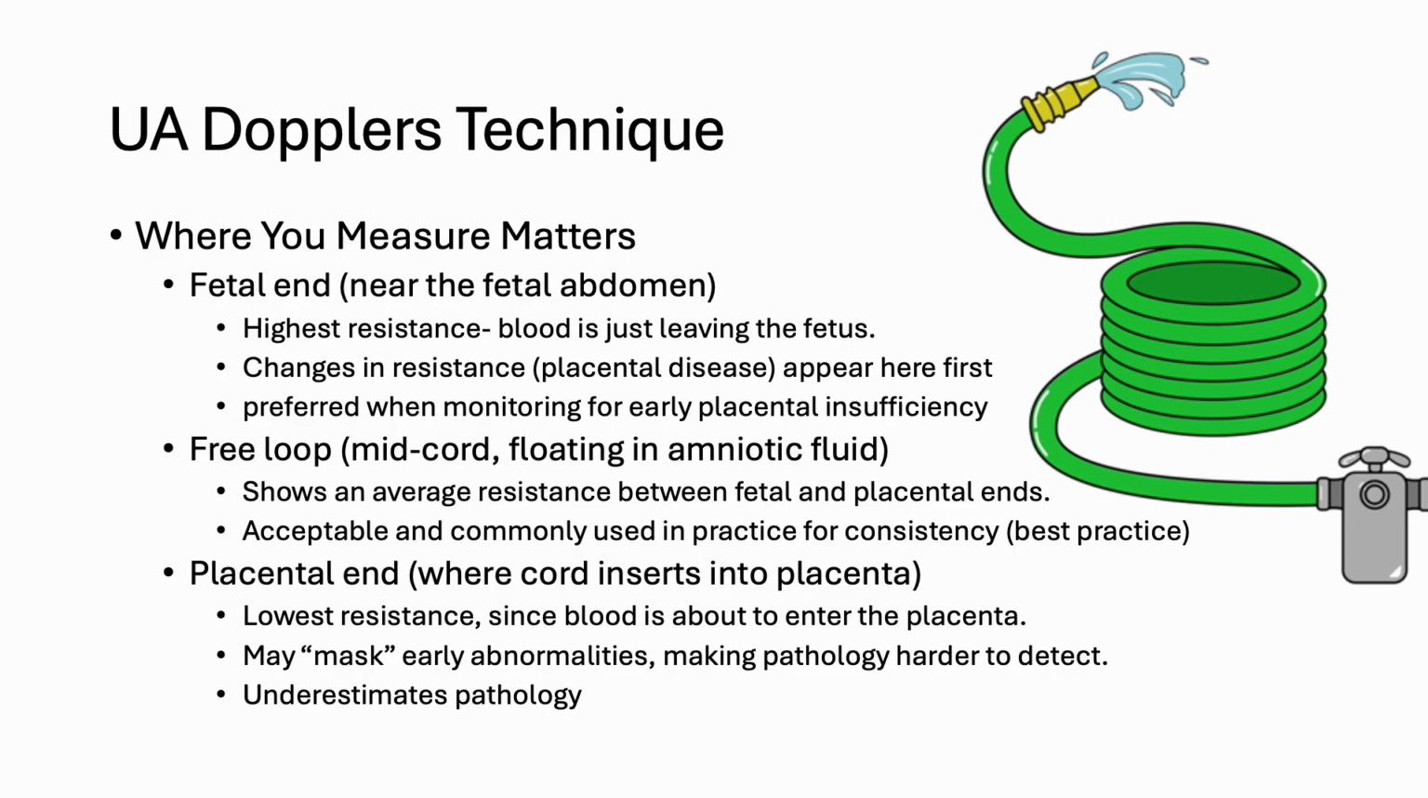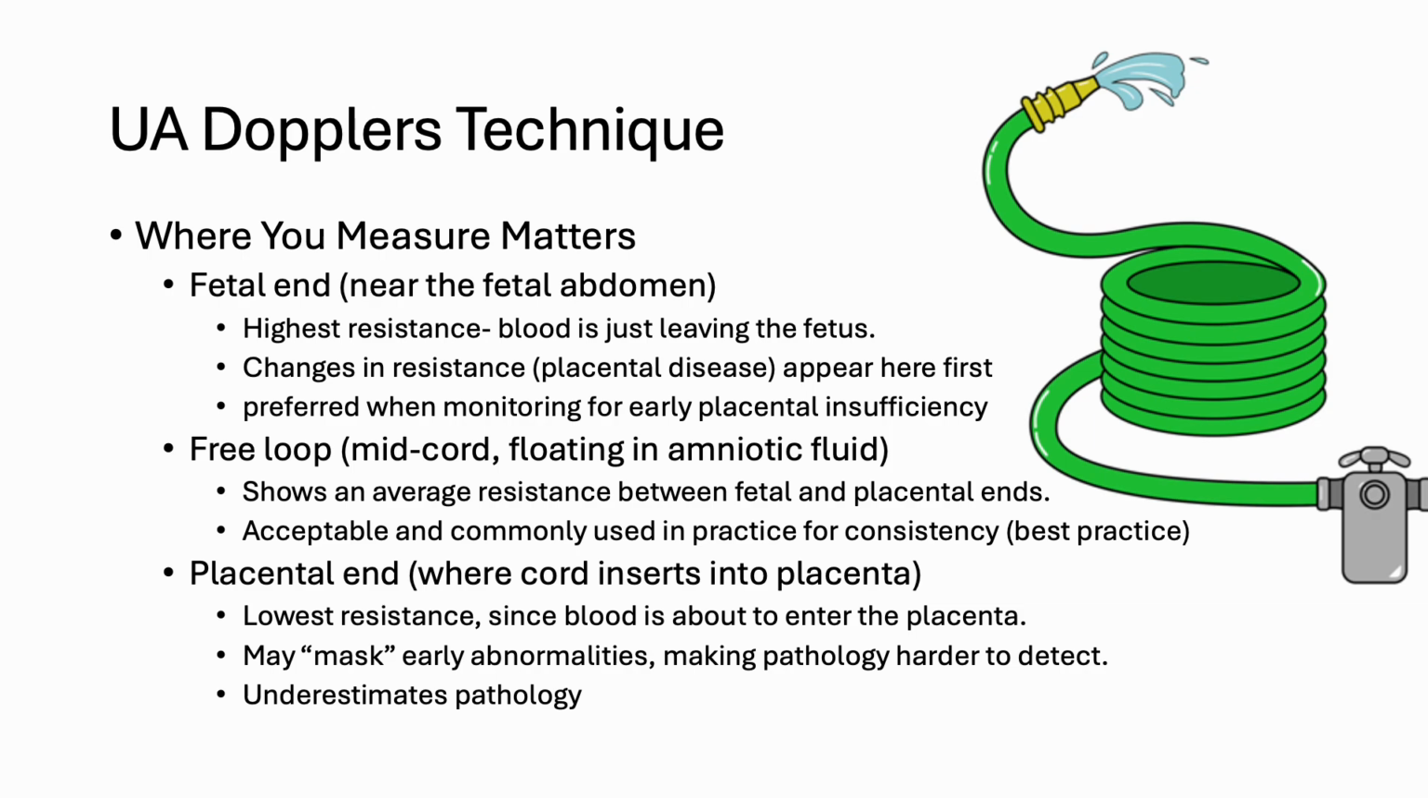The other end, the placental end, is where the cord inserts into the placenta. This is going to have the lowest resistance since the blood is about to enter the placenta, and it may mask early abnormalities, making pathology harder to detect. This site often underestimates the risk to the baby.